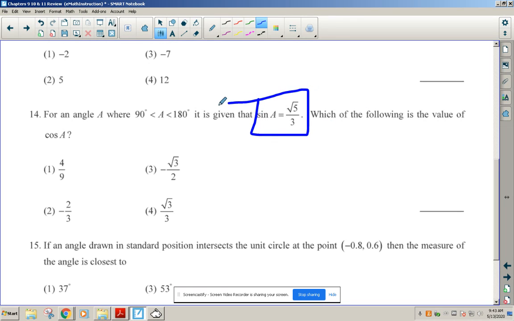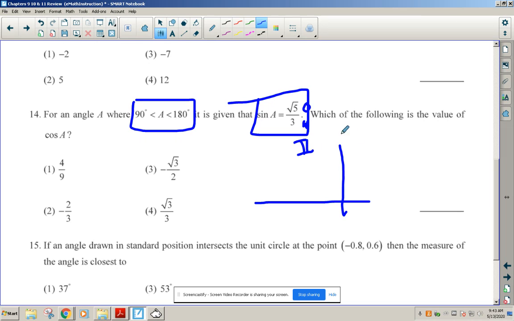And in this triangle that they're giving me, it's sine, which means this is the opposite side and this is the hypotenuse. Now, I am between 90 and 180, which tells me I am in quadrant 2. So I'm just going to draw quadrant 2 because it's so hard with this mouse. My y is positive and my x is negative in quadrant 2.